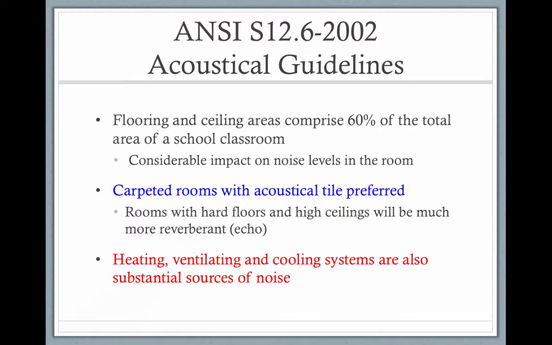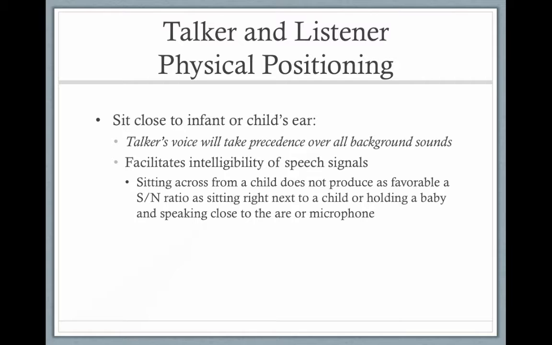Flooring and ceiling areas comprise 60% of the total area of a school, and that has a considerable impact on the noise levels. Carpeted rooms with acoustic tiles are preferred. Rooms should have carpets if the child has hearing loss. Heating and ventilation systems are a huge source of noise.